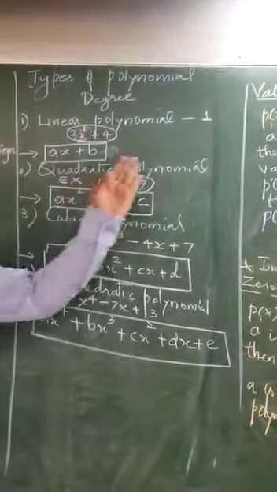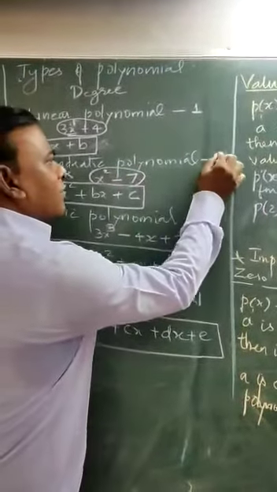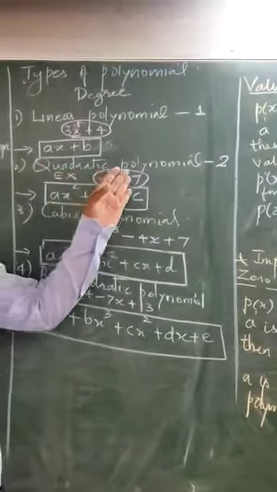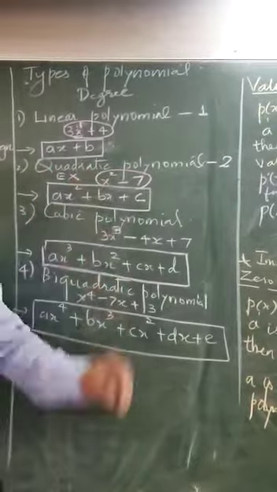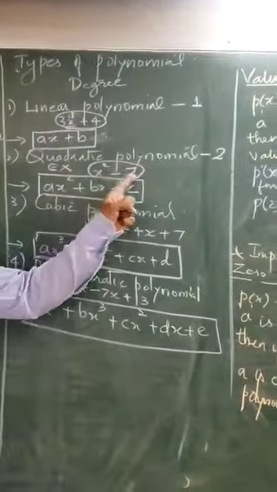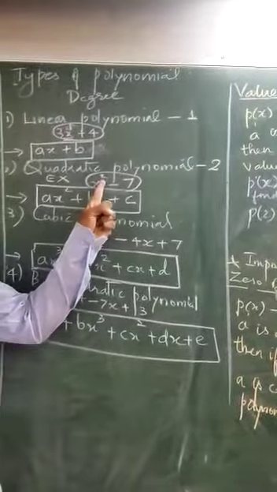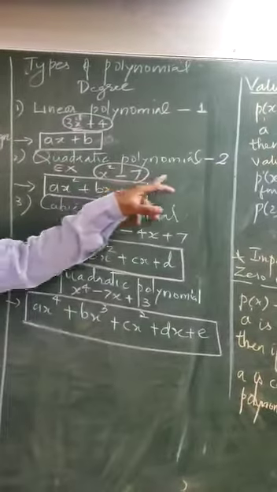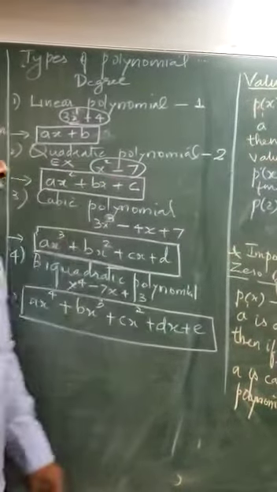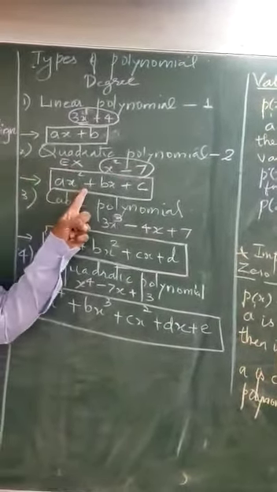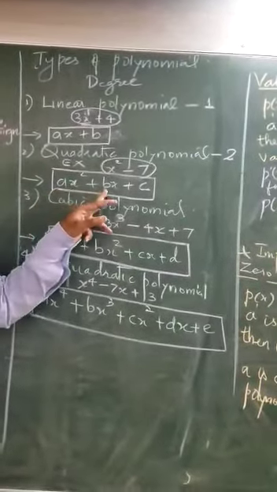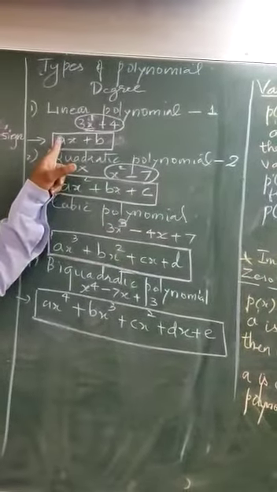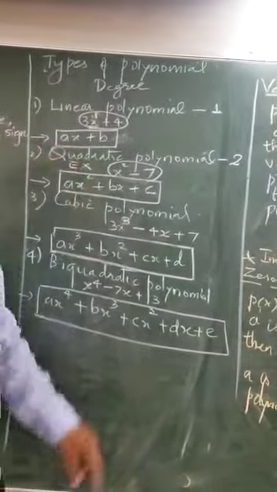The next one is a quadratic polynomial. Now if the degree of the variable is 2, then we can say that that particular polynomial is a quadratic polynomial. For example, x square minus 7. We can see here the degree of the variable is 2, and therefore I can say that this particular polynomial is a quadratic polynomial. Now the standard form of quadratic polynomial is given by ax square plus bx plus c. Similarly, the standard form of linear polynomial is ax plus b.